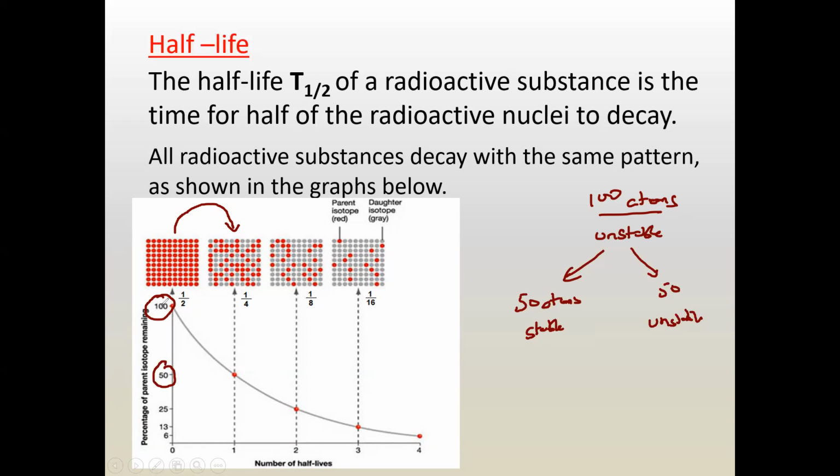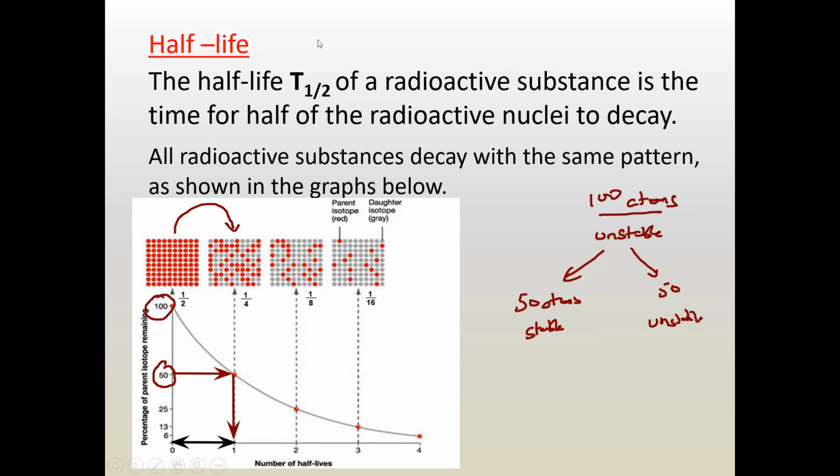So 100 atoms are there. What is half of 100? 50. So the time when 100 radioactive atoms, unstable atoms, become 50 unstable atoms, that time interval or the duration of time, we call that a half-life.